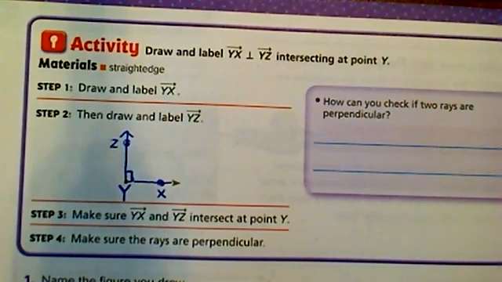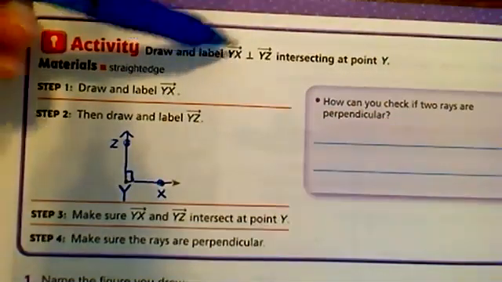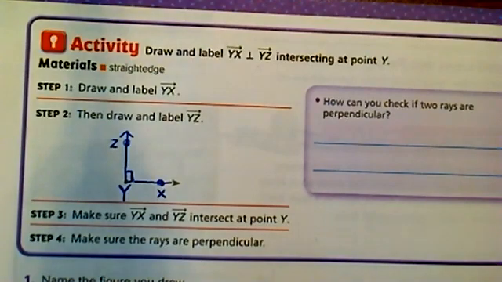Okay, so these are perpendicular rays, and what do they form? Well, they form a right angle.